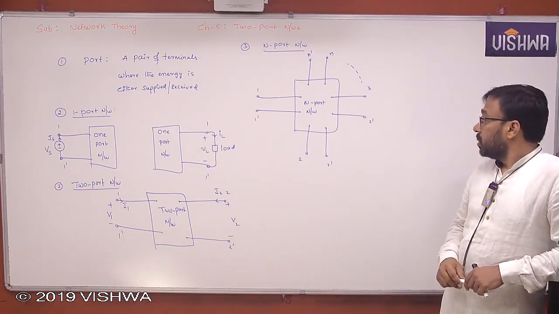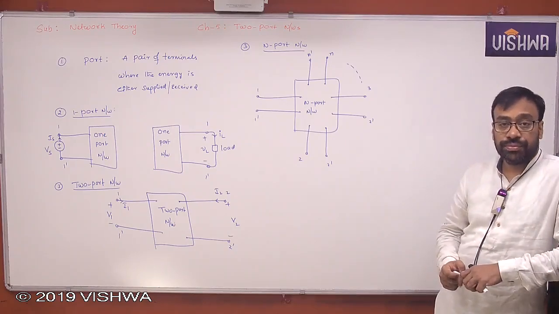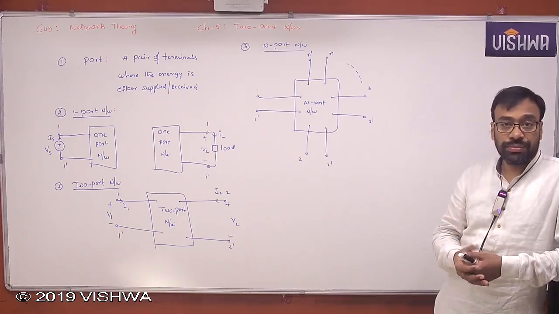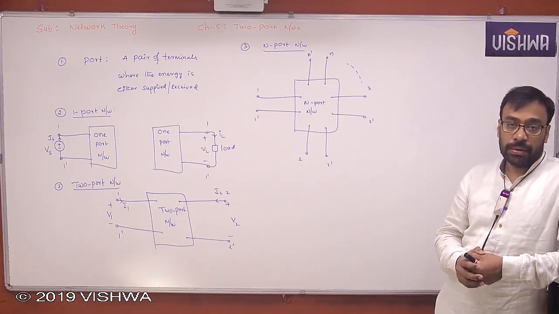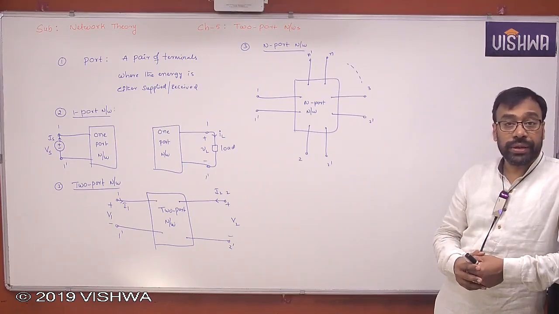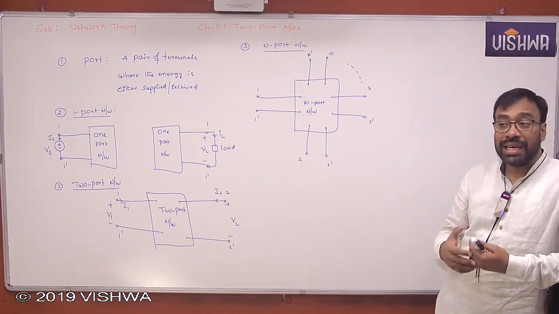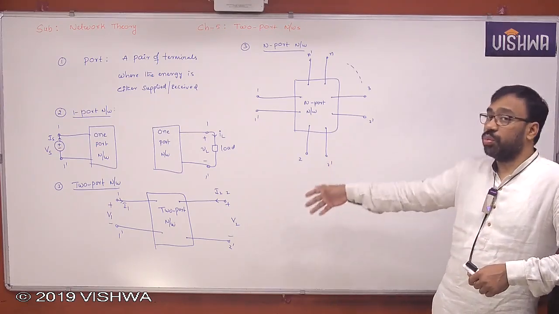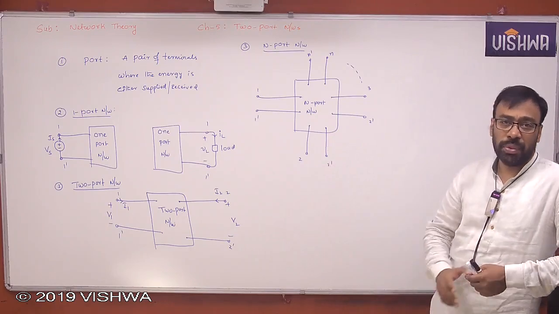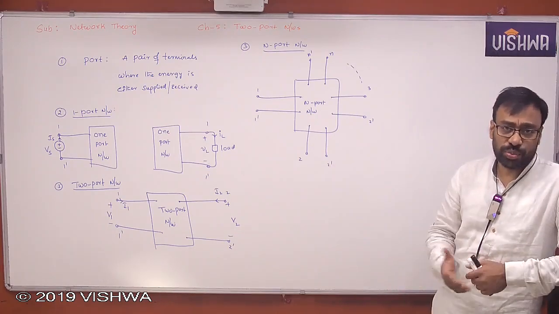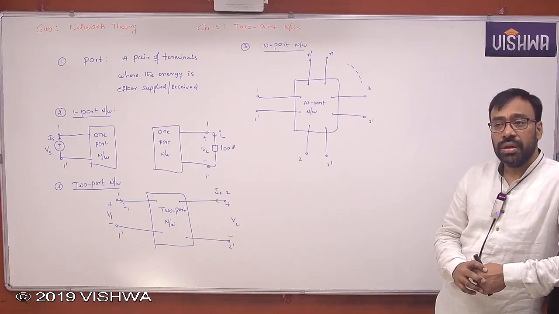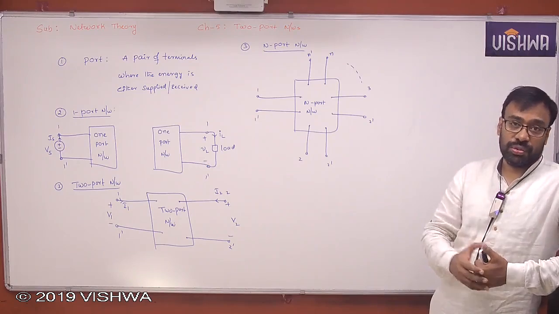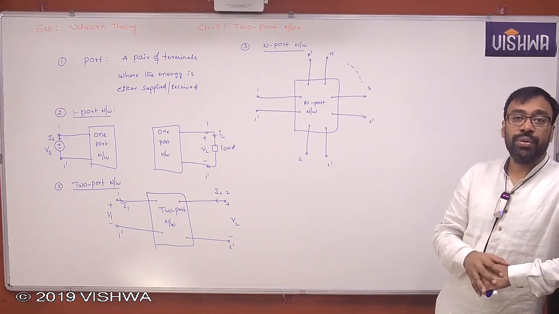Okay, so now the fundamental question is, how do you classify the networks? So far we have focused only on one port networks. But sometimes it is very important to analyze certain systems or networks using an N-port or two-port network. Anything more than one, you can call it N-port, and when N is equal to 2, then it is a two-port network. So sometimes it is very interesting and useful to analyze the given network using this N-port approach.